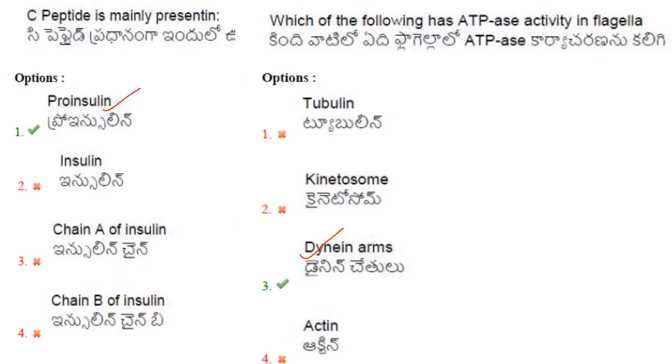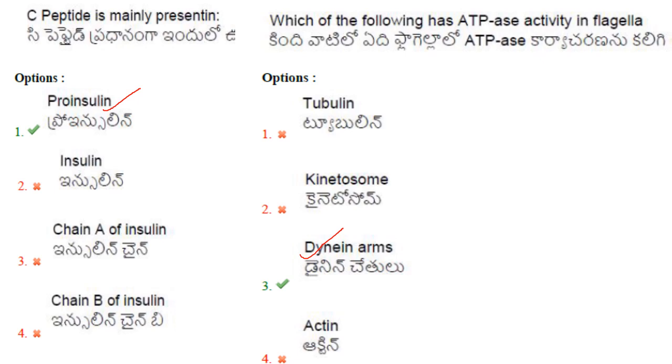Then, C peptide is mainly present in... So what is C peptide? It is a connecting peptide. And it is a short 31 amino acid polypeptide that connects insulin A chain to its B chain in the pro-insulin molecule. So that is called as the C peptide. So the answer here is it is mainly present within the pro-insulin.